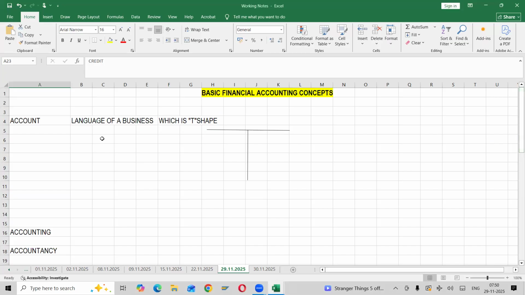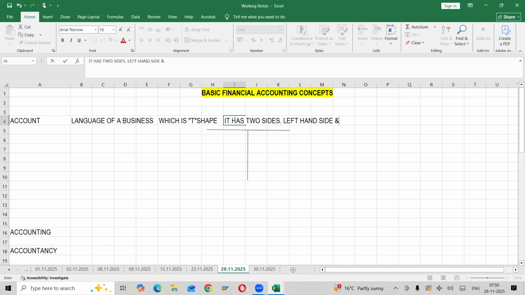So what is an account? Account is a language of business, and it is in T shape. It has two sides. It's very simple. It has two sides, that is the left hand side and the right hand side. The left hand side of any account is known as the debit side.